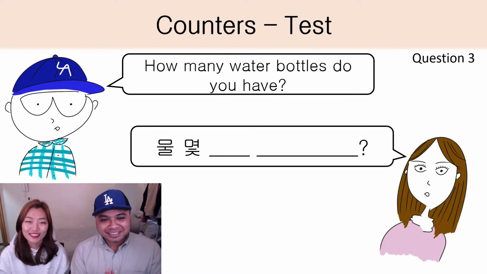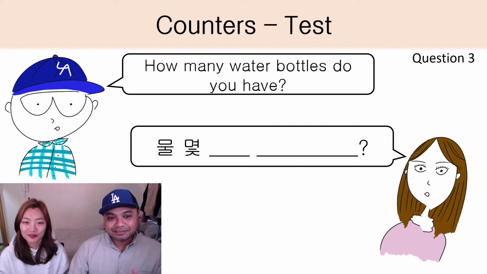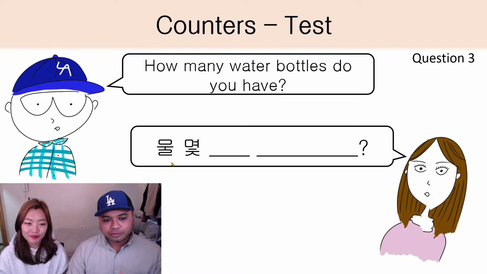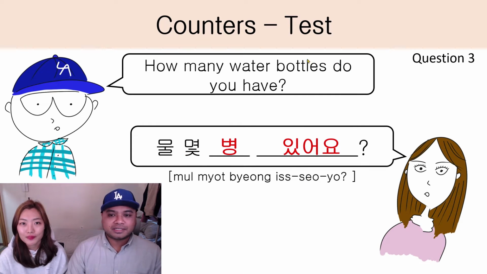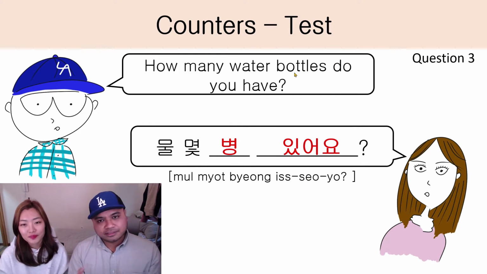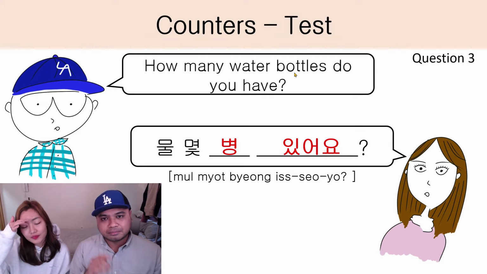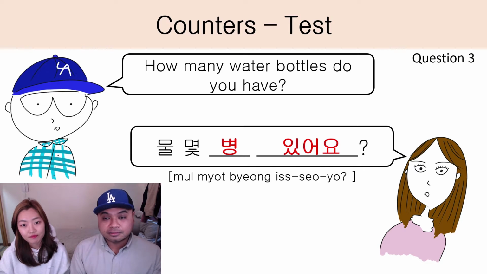All right, so let's look at the answer. Now, this question is, how many water bottles do you have? You will need to say, 물 몇 병 있어요? 물 몇 병 있어요? Because we're talking about bottles, you cannot use 개. You cannot use 명. You cannot use 권. We need to use 병. 병 is the counter for bottles.